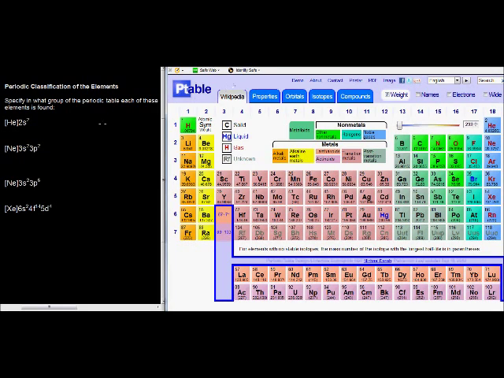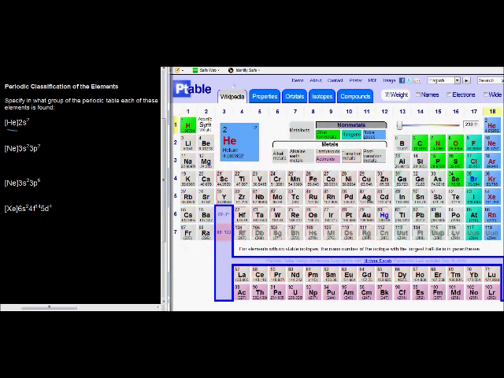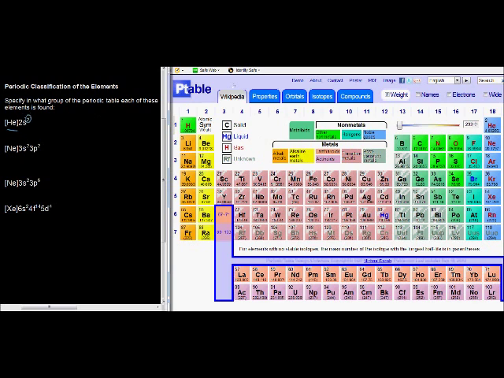In this video, I'll talk about some of the basics of periodic classification of the elements. We're asked to specify in what group of the periodic table each of these elements is found. The first one is the helium core plus the 2s2. So the helium core says start with helium. That is the atomic number 2, so 2 electrons plus 2 more electrons right here. So 2 plus 2 gives us 4 electrons, and that is the atomic number 4 for beryllium.